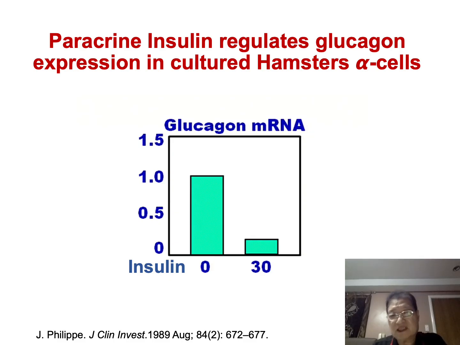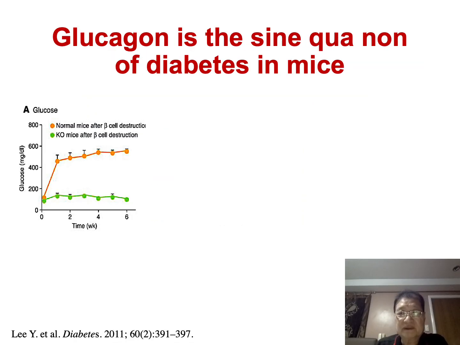More recent studies show that not only does insulin block glucagon secretion, but also its gene expression, as you can see in the slides. So, to test the key role of glucagon in type 1 DM, a study used glucagon receptor knockout mice, knocking out the receptor. The first graph showed normal mice after beta cell destruction in orange. As you can see, when you measure glucose, it's a typical type 1 DM.